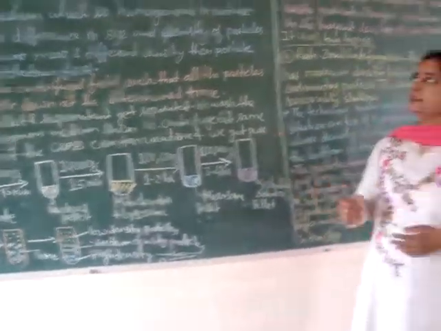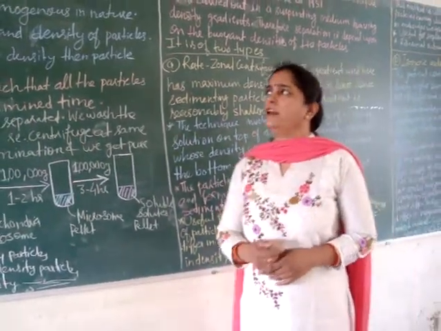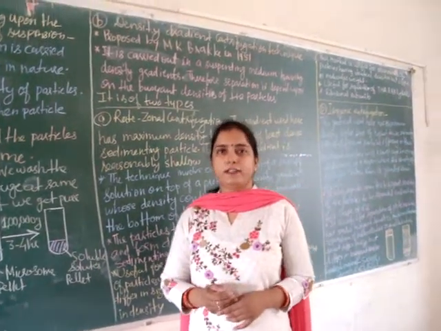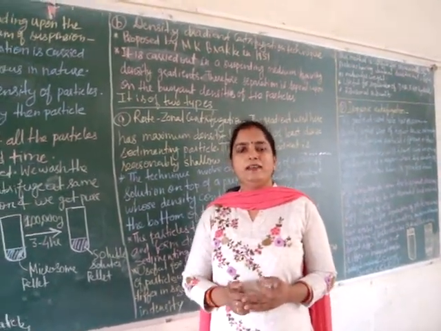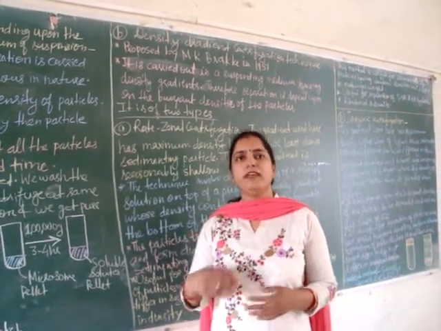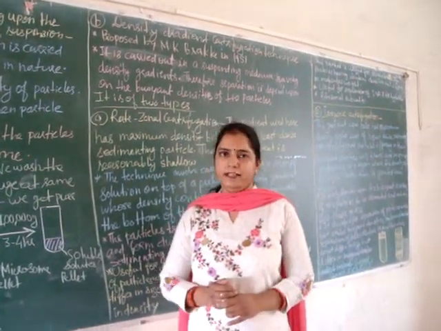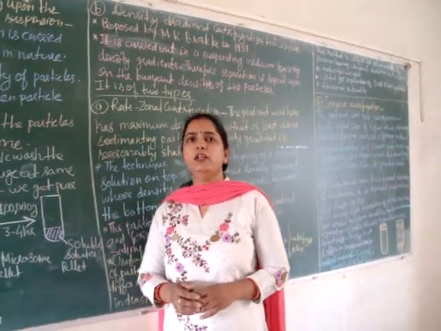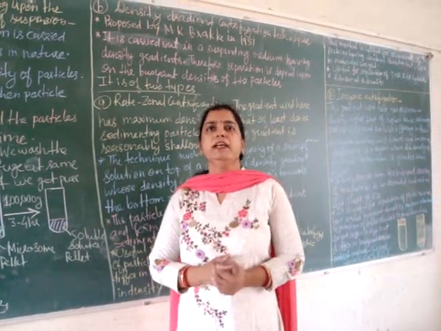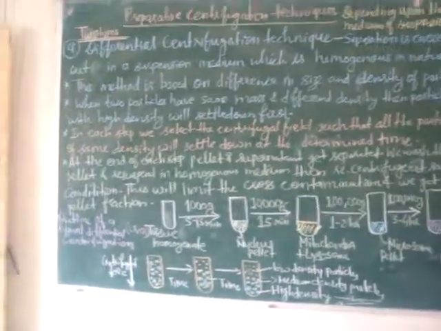With this differential centrifugation, there is one drawback of this technique: there are chances of cross contamination. When we separate out the pellet, there are chances of cross contamination. That's why we wash the pellet and then centrifuge at the same speed so that we minimize the chances of cross contamination. This method is very useful for the separation of those particles which have the same mass but different density. So it is very useful for tissue homogenization, etc.